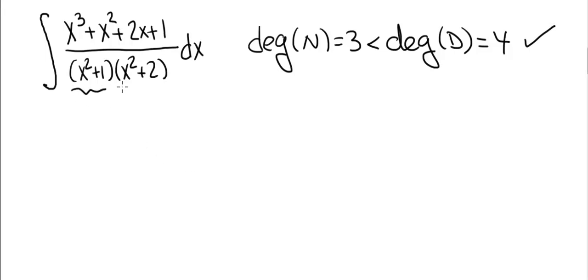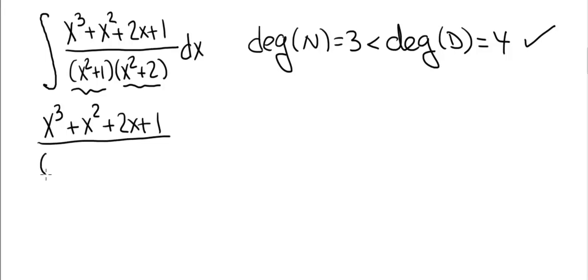Next, notice that x squared plus 1 and x squared plus 2 are both irreducible quadratic polynomials. We cannot break them up and express them as a product of two linear terms. So now we can proceed with partial fraction decomposition. We take this rational function, which is fairly complicated, and express it as a sum of less complicated rational functions. So this is the original one.